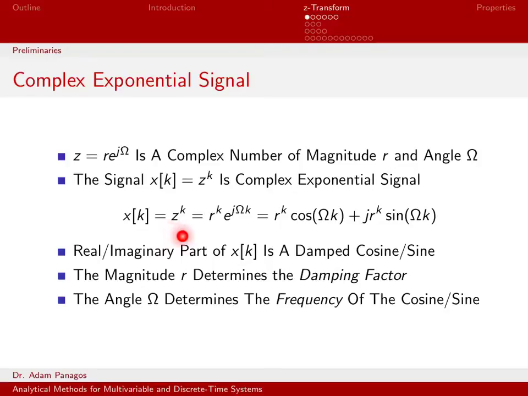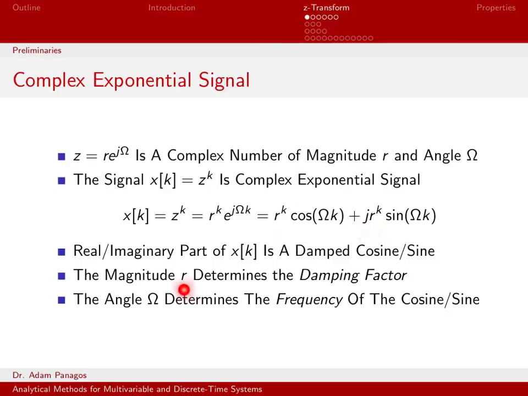And if you do the math, z to the k turns into r to the k e to the j omega k, which, using Euler's identity, we can write in this form right here: r to the k times cosine omega k plus j r to the k sine omega k. So this is an oscillating signal. It oscillates with frequency omega, because this has frequency omega and this has frequency omega. But there's also a damping factor here. This r to the k controls how the signal's amplitude changes with time.